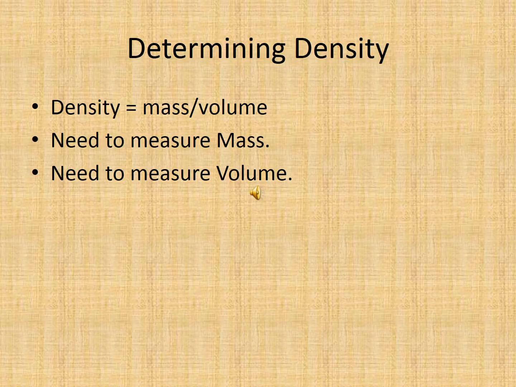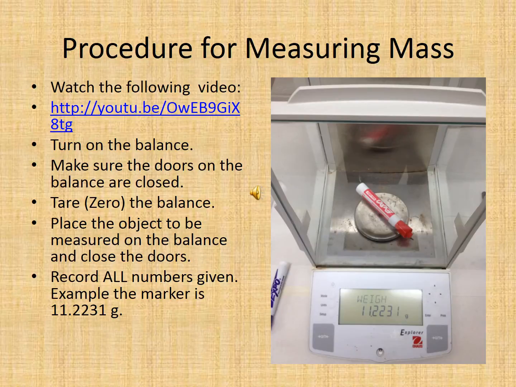The first thing you need to do is measure the unknown's mass. In order to measure the unknown's mass, you're going to use an analytical balance. I've put together a little YouTube video. This one was put together by moi on how to use the lab's analytical balances. Please take a watch.